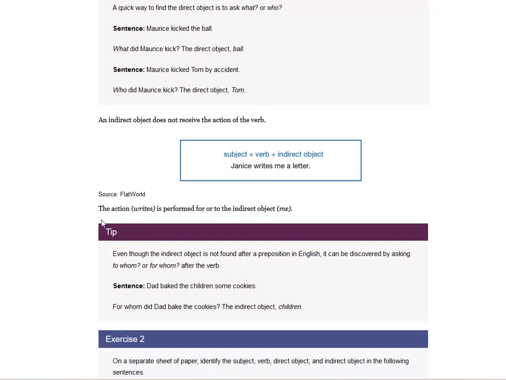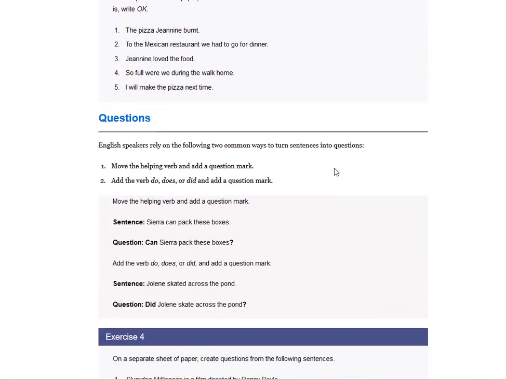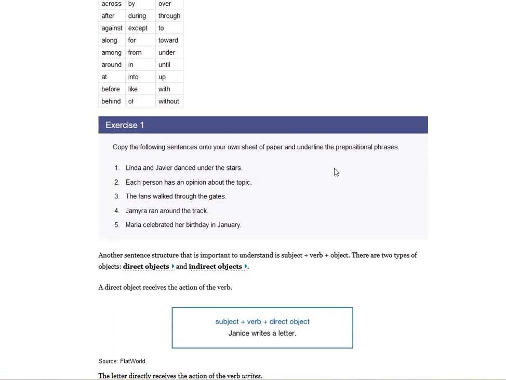And so I think they try to explain it here. The action writes is performed for or to the indirect object me. So basically, if you really want to understand this, it should be Janice writes a letter to me. Then you can understand why "to me" is an indirect object, because it doesn't come directly after the verb, if that makes sense. So basically you just have to understand that a direct object comes after the verb and an indirect object does not come directly after the verb, and I think you have to memorize it the way they say it. That's another thing about taking a test.